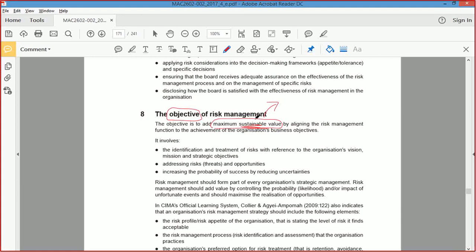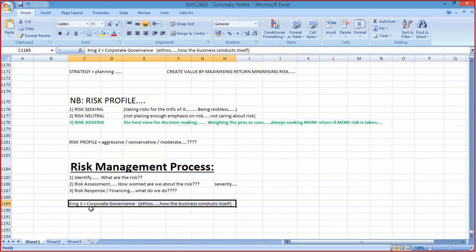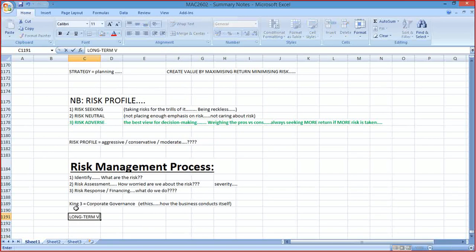So the objective of risk management is to try keep the business going, but for the long term, achieving those long-term goals. So what does it involve? It looks at addressing all those opportunities and those threats, increasing the probability of success. It's looking at the positive, at that long-term value proposition. So long-term value versus short-term gain. A business could maximize value in the short term by doing certain unethical things, but if the business wants to be sustainable, they need to be looking at the long term.